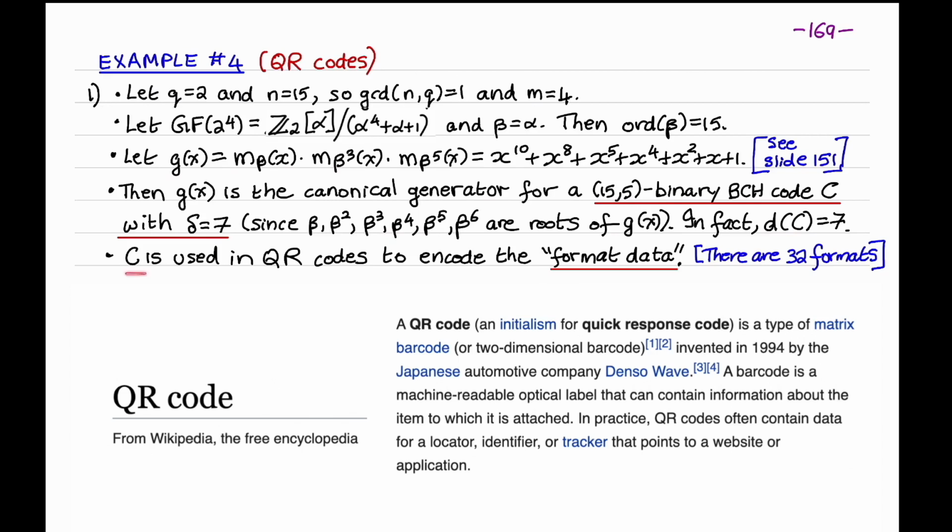This code C is used in QR codes to encode the format data. I'll mention that there are 32 formats in the QR code standard, and the number of code words in C is 2 to the 5, which is 32. So each format can be encoded using a unique code word in C.